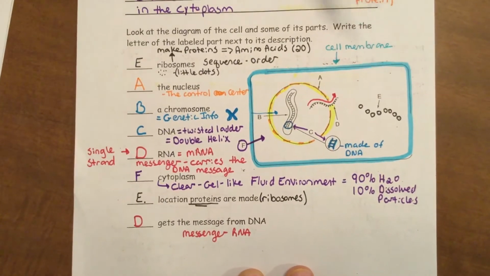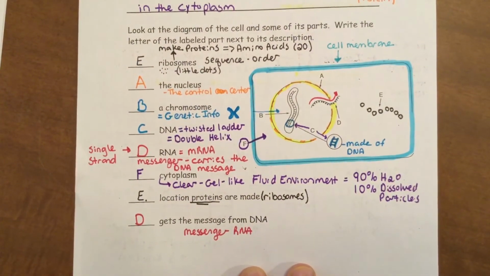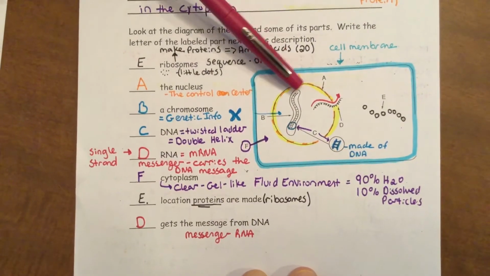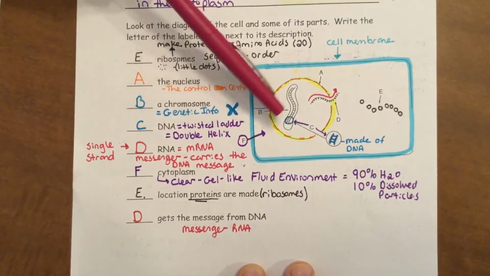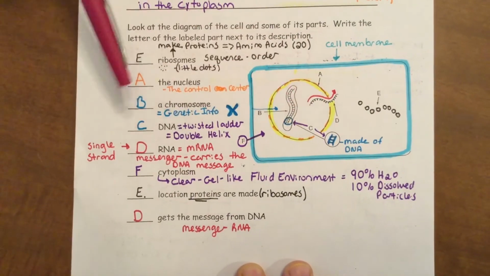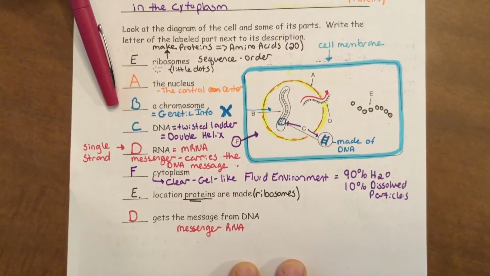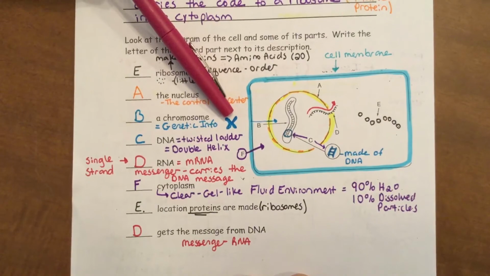Letter A represents the nucleus. And like I said, this is the control center of the cell. This is where we're going to find our DNA. Letter B in the middle we said is our DNA. However, that DNA is going to be making up my chromosome. That chromosome is our genetic material. Usually we'll see it shaped as little X's.